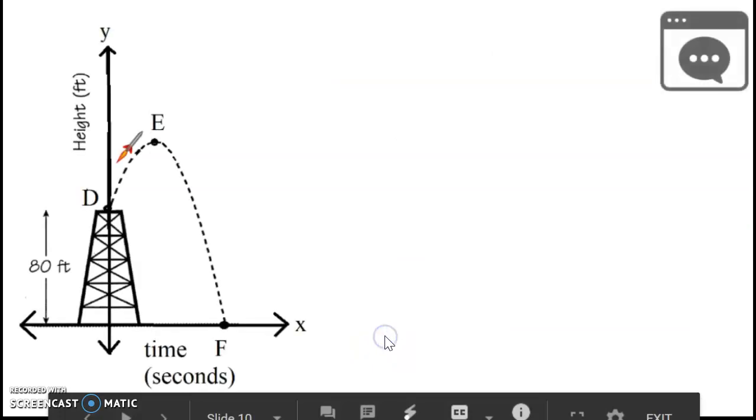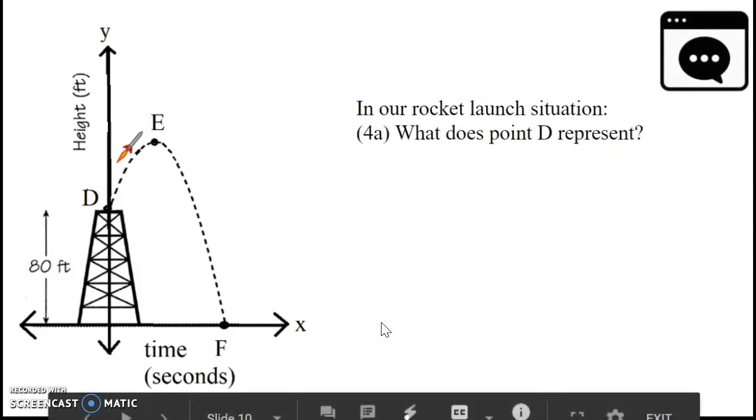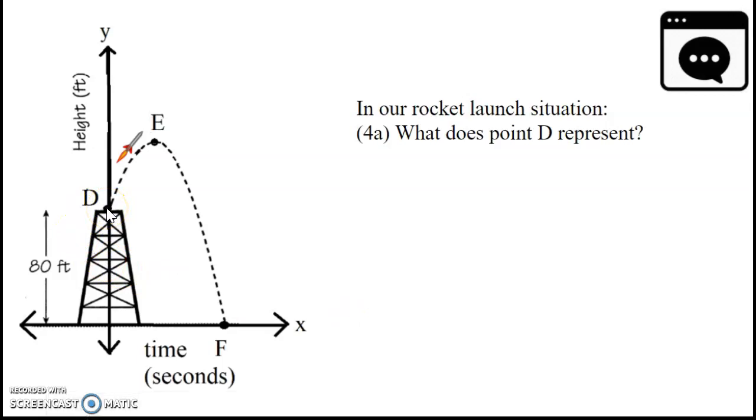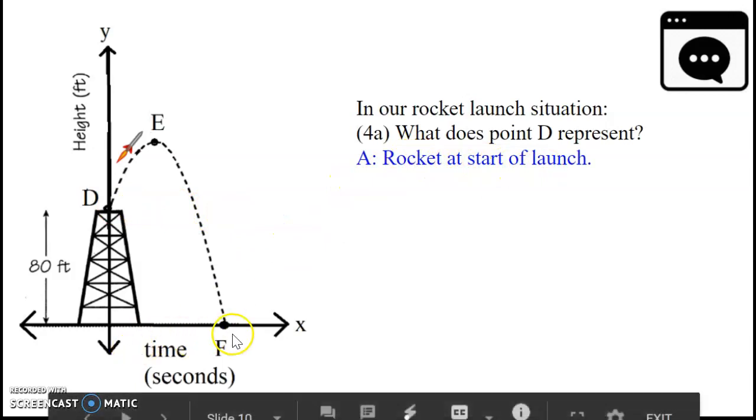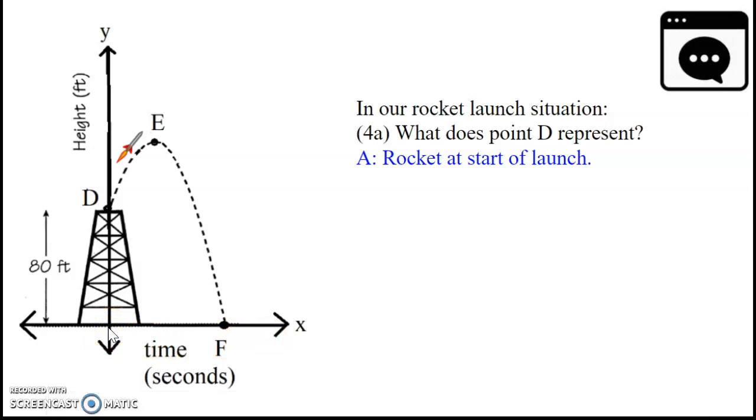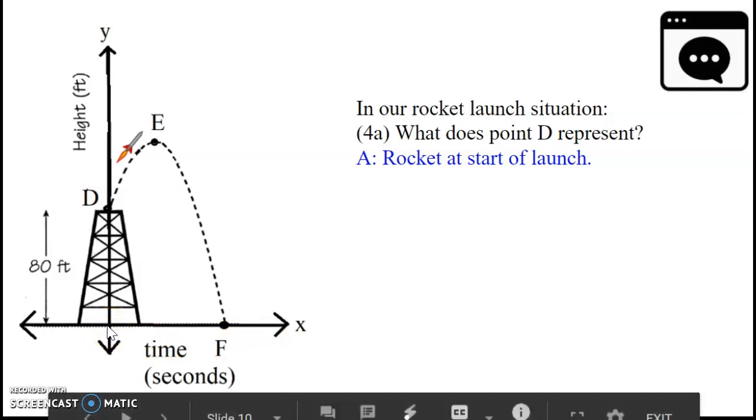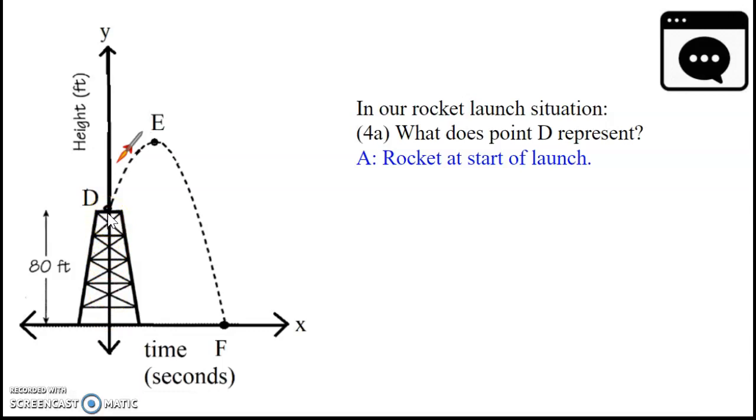Alright, same question. In a rocket launch situation, what does point D represent? Please tell me in private chat. Well, that's the rocket at the start of launch, because at that point the value of x is equal to 0, or the time is equal to 0. When time is equal to 0, we're talking about the beginning or the start of the launch. How high is the rocket at the start of the launch?